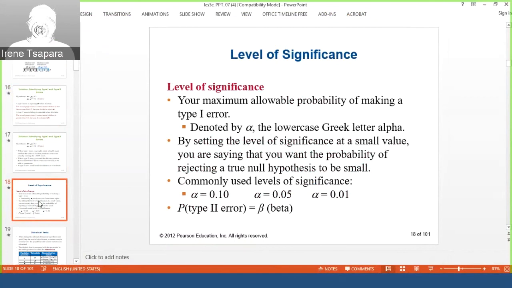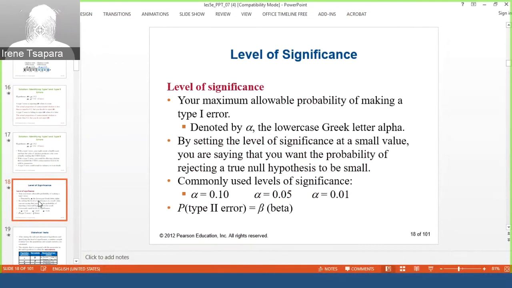Okay, so after you set up your HO and your HA based on the claim, the next thing that you want to do is to know what is the level of significance for your test. The level of significance is basically the alpha. The alpha is nothing else than 1 minus the confidence level. The alpha is nothing else than the area of the tails. Why is the area of the tails important? Why do we call it the level of significance?